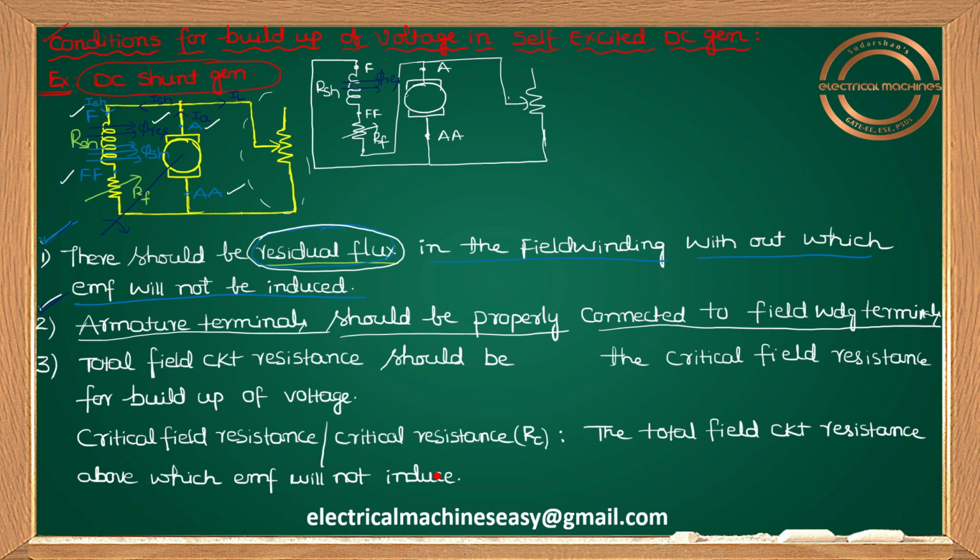I told you, because of some small amount of residual flux, whenever the action takes place, the moving conductor cuts that small amount of residual flux, and some EMF will be induced. Because of that EMF, you'll be getting a current IA. It will divide as ISH and IL. But the problem here is your A is connected to FF. So ISH is coming like this, and it is entering at FF. Previously it was entering at F. Now it is entering at FF.